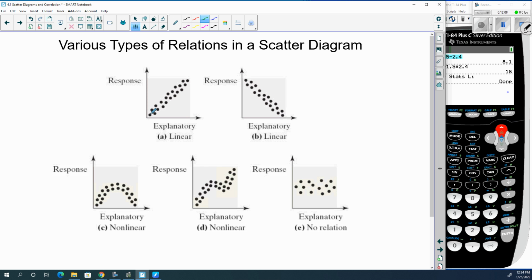If the data seems to be going upward from left to right, then that's a linear positive relationship. If it goes downward from left to right, then it would be a negative linear. It doesn't have to be linear. We usually deal with linear, but this one looks kind of quadratic, this one could be cubic, and that one is all over the place, no relationship. They don't always have to be linear, but a lot of times we'll deal with the linear ones.